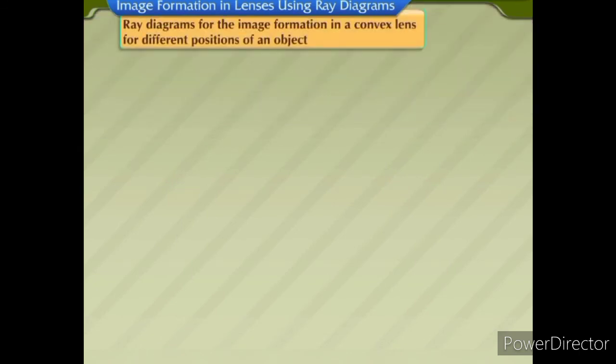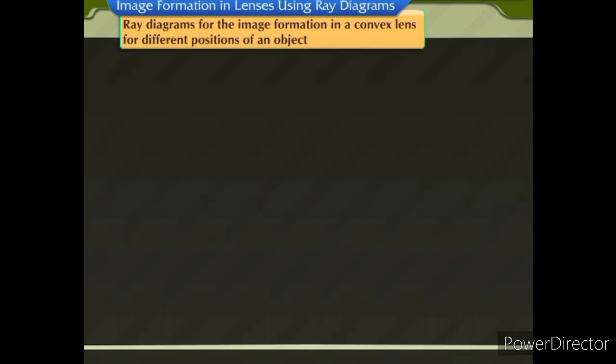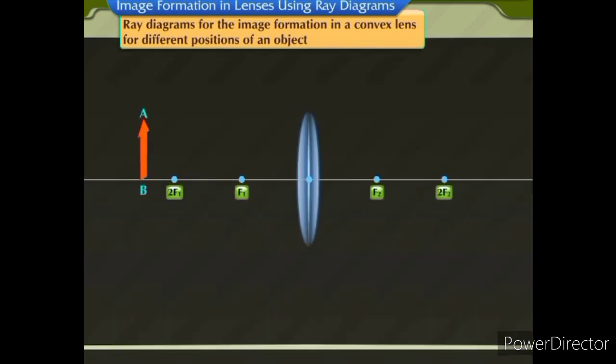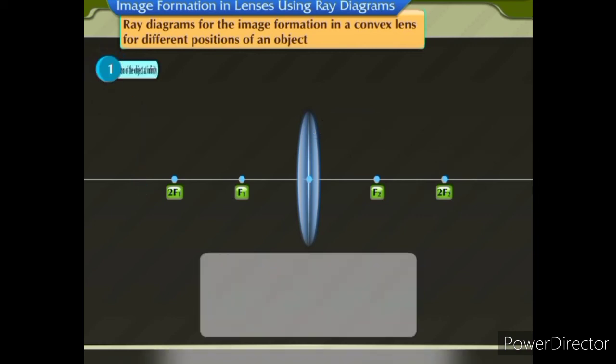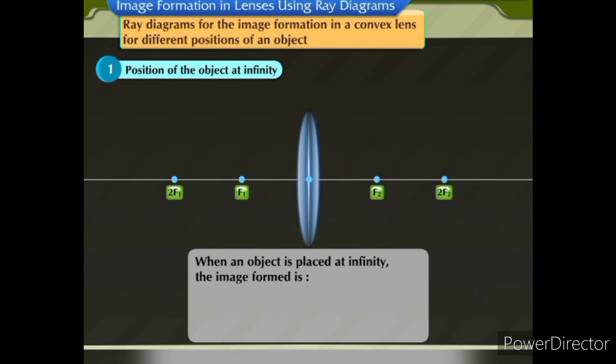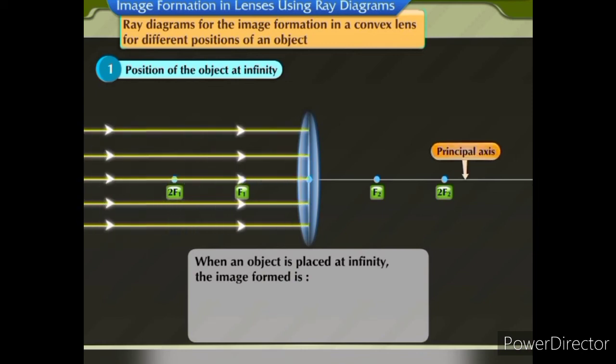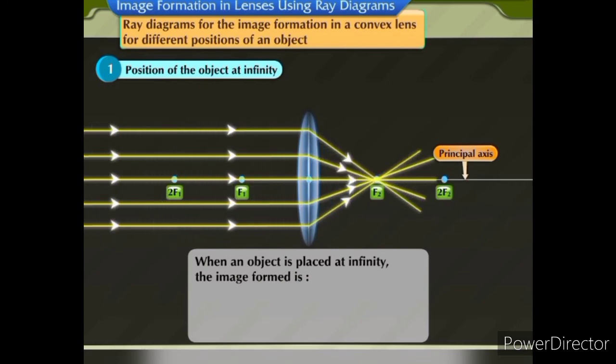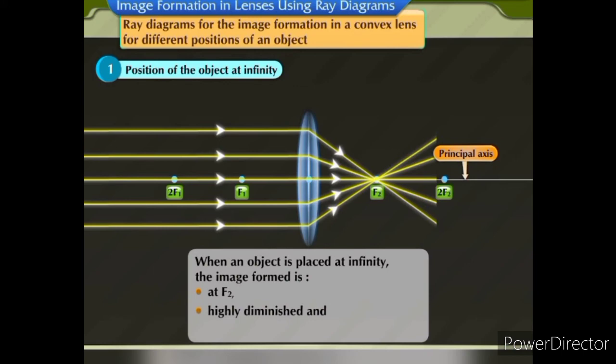Ray diagrams for the image formation in a convex lens for different positions of an object. Let us consider an object AB placed above the principal axis of a convex lens. Let us draw ray diagrams for different positions of the object. Position of the object at infinity. As the object is placed at infinity, the rays coming from the object are parallel to the principal axis. The parallel rays, after passing through the lens, converge at the focal point on the other side. Hence, the image is formed at F2. The image is highly diminished, real, and inverted.